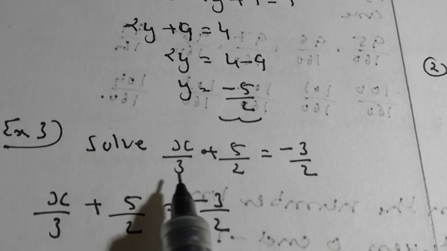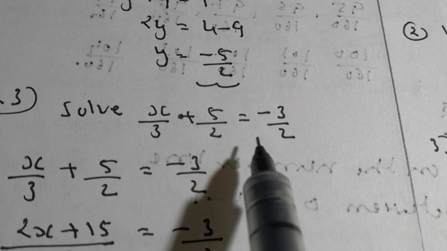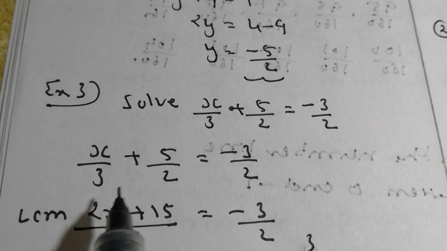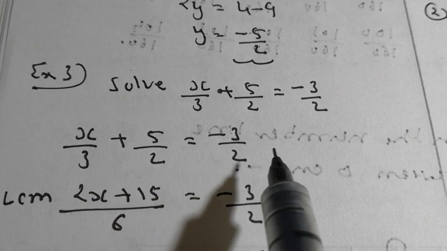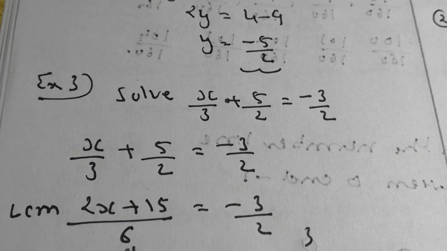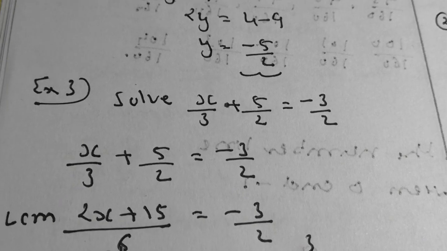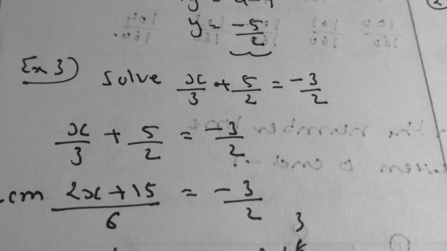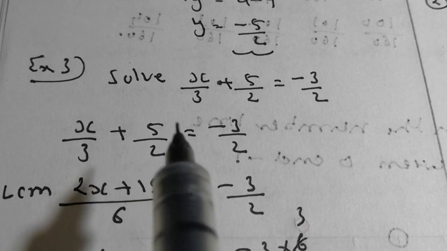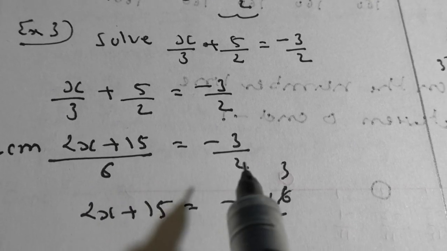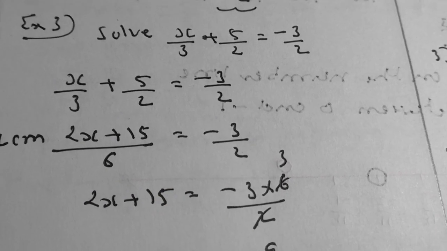Solve. x upon 3 plus 5 upon 2 is equal to minus 3 upon 2. Now I am going to take the LCM of these. 3 2s are 6, 3 2s are 6, so multiply the numerator by 2. So it is 2x. 2 3s are 6, so multiply the numerator by 3. So 3 5s are 15. So 2x plus 15 upon 6 is equal to minus 3 upon 2.